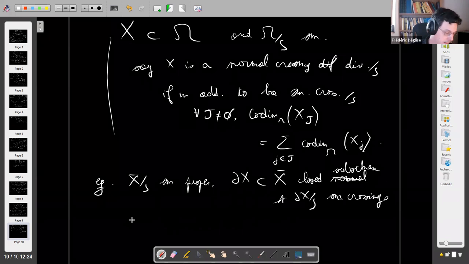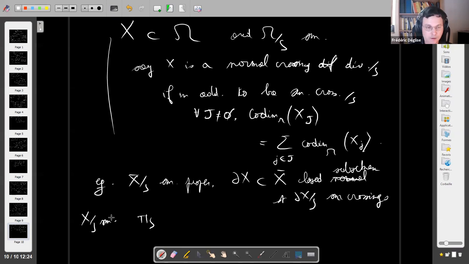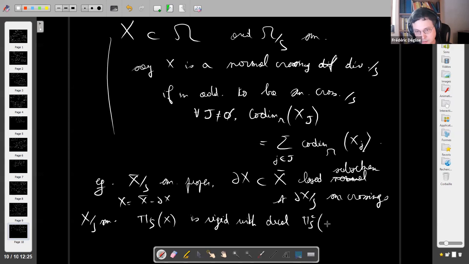Then in this case, not only do you have, of course, X over S smooth, it's more than that. And in this case, the homotopy type of X is, in fact, rigid. So it means it admits a strong dual. And the above theorem computes the dual. So if you write this correctly, this is pi_cs of X. And I should have defined this. Here you have to put a twist. Actually, you can put a twist if you want.